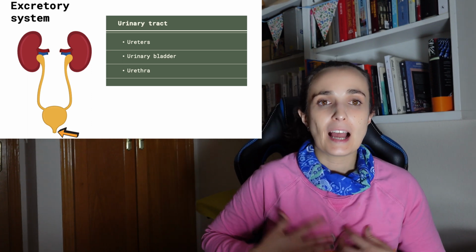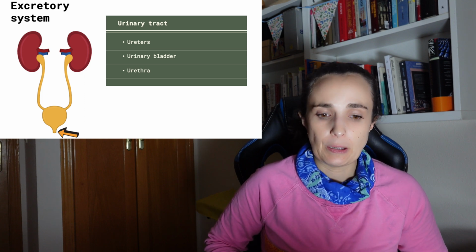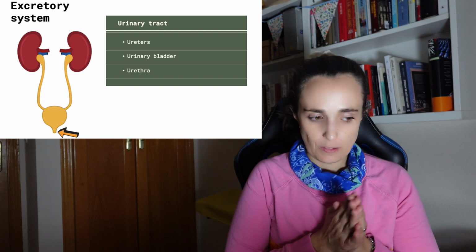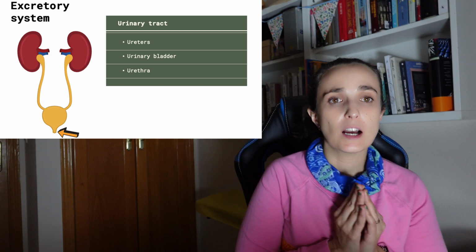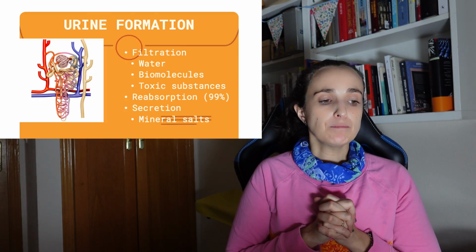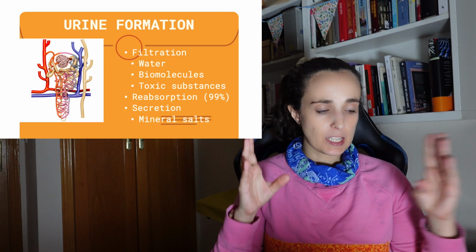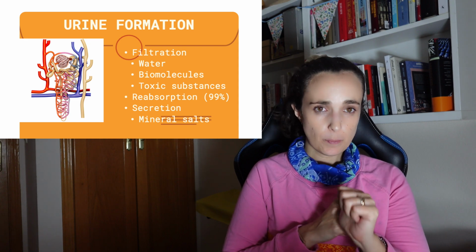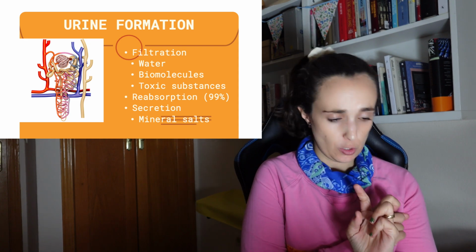Okay, so that's the anatomy of the excretory system. What about the physiology? So the most important part happens inside the nephrons. Okay, there are 3 steps in the urine formation, which are filtration, reabsorption, and secretion.